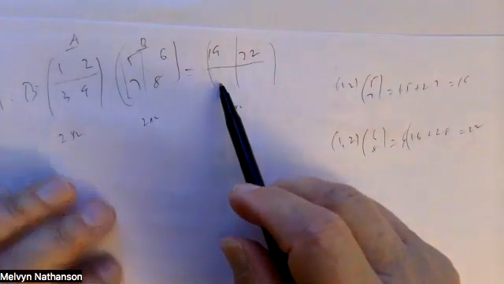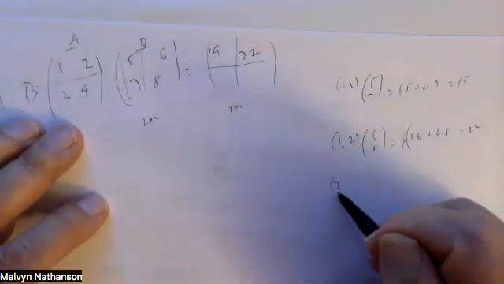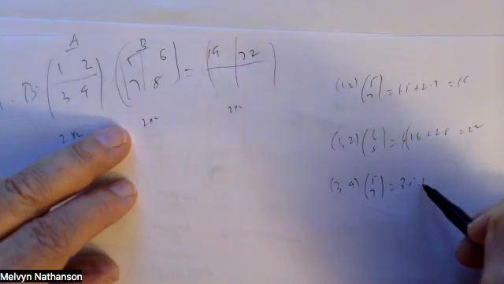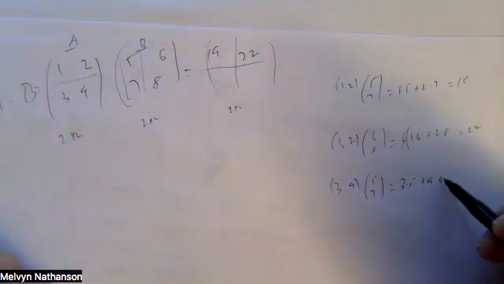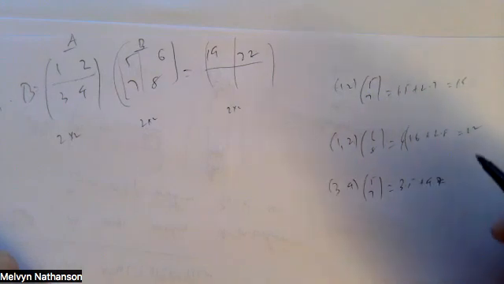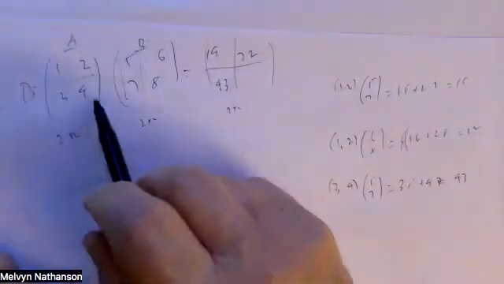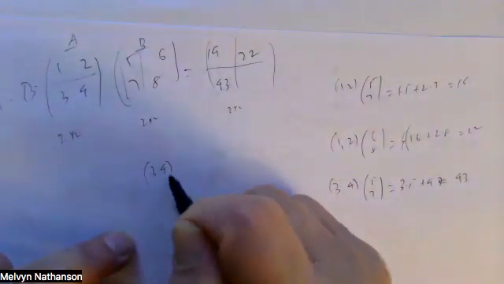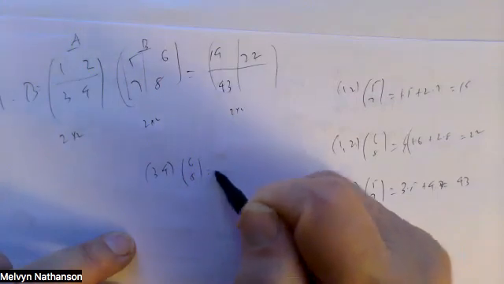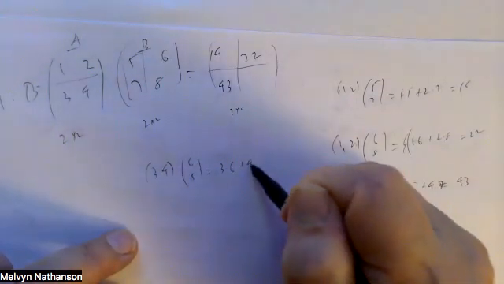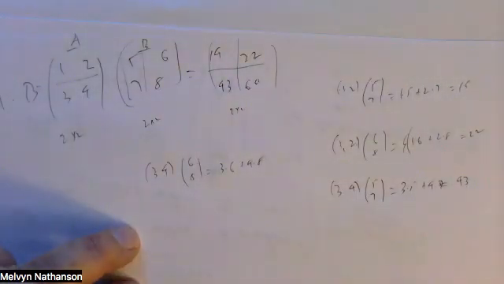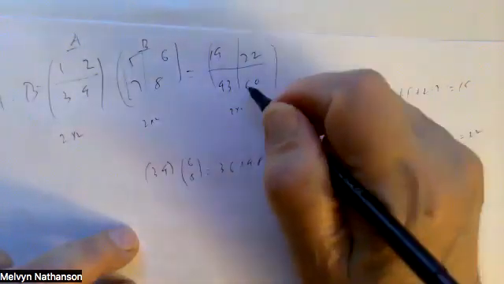For the second row, first column, you take the second row of A and multiply it by the first column of B. That's 3 times 5 plus 4 times 7, which is 15 plus 28 is 43. And for the second row, second column coordinate, the second row of A times the second column of B is 3 times 6 plus 4 times 8, 18 plus 32 is 60. So this is the product, this matrix.